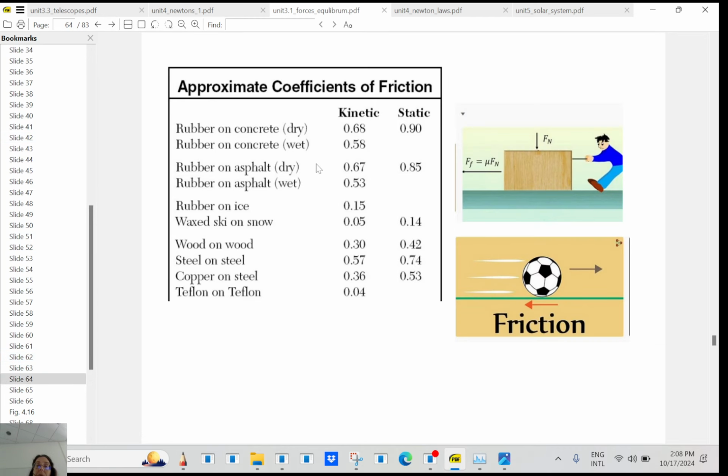Okay, so you see all those coefficients depend on the materials in contact, rubber on concrete. For kinetic, the coefficient is going to be 0.68. For static, it's going to be larger. So that's why static friction is always larger than kinetic, because the normal force will be the same for both of them.